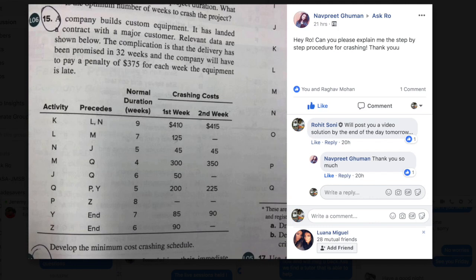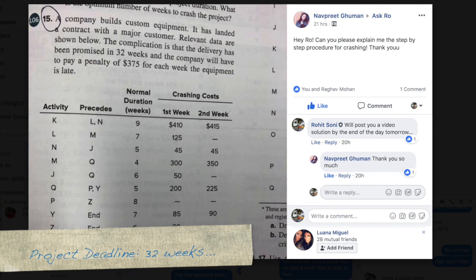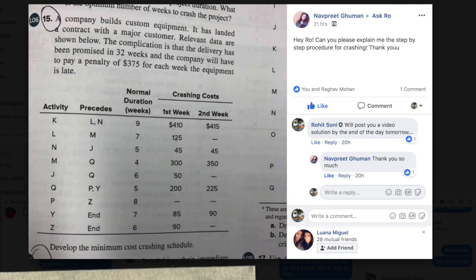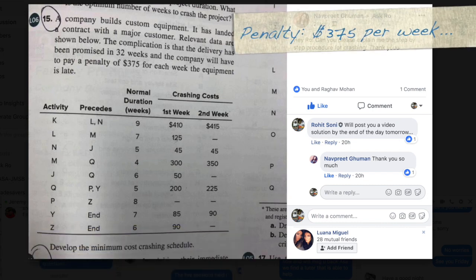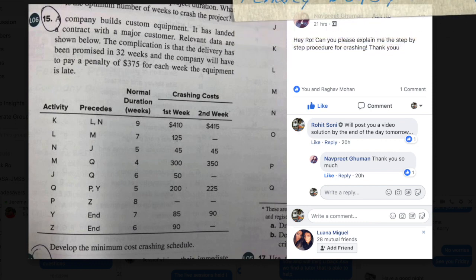The complication is that the delivery has been promised in 32 weeks, and the company will have to pay a penalty of $375 for each week that the equipment is late. Lower down, we're offered a table with the various activities, the activities that they precede, their normal durations, and then their crash costs for the first week and for the second week. The question asks us to develop the minimum cost crashing schedule.